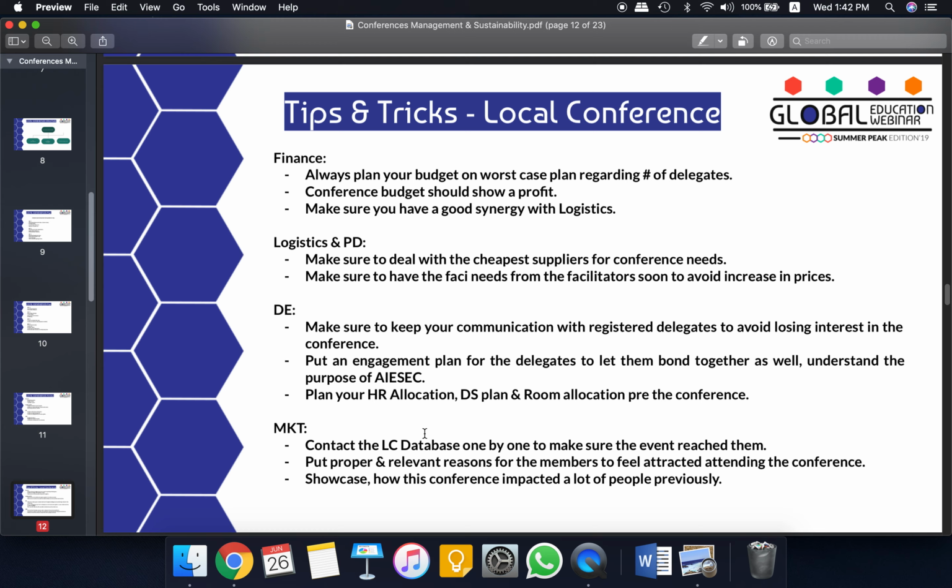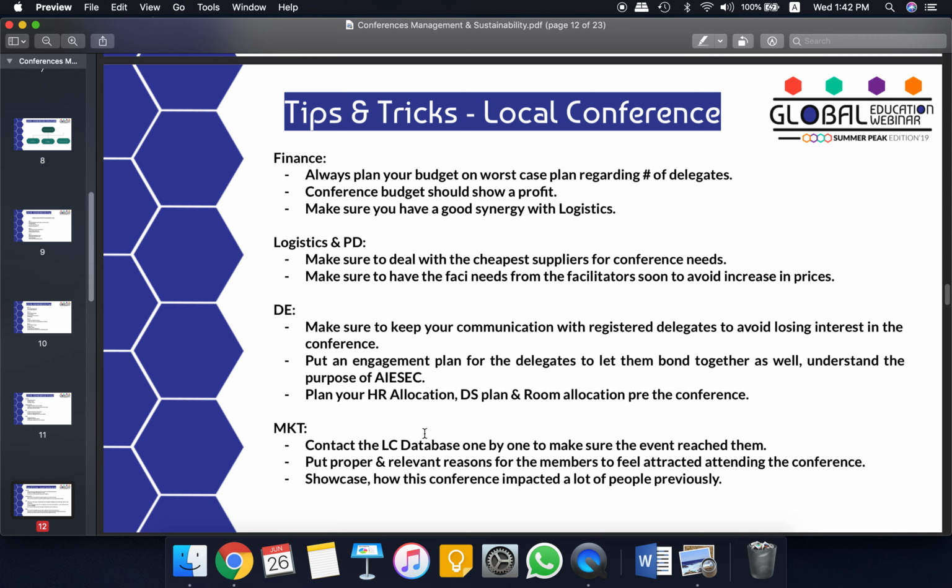That's why I was suggesting that finance and logistics should be the same person, because in a local conference the scope is not that big, and if the synergy is not that good between finance and logistics, it will cause a lot of problems, because logistics will go by the best quality with the highest price, and finance wants a normal quality, or the most efficient or good quality with the least price.